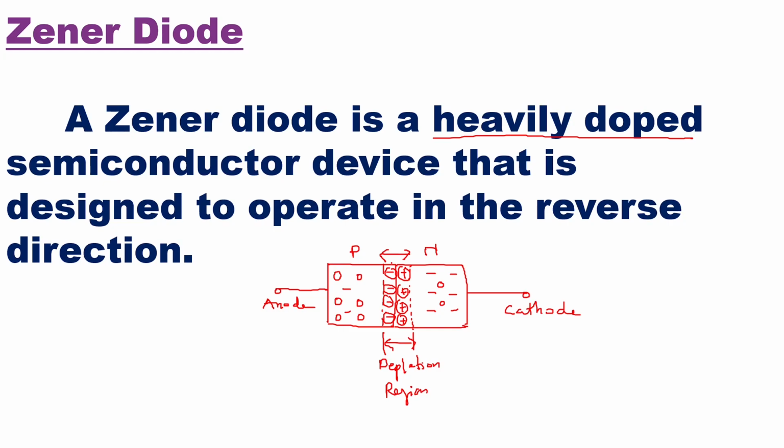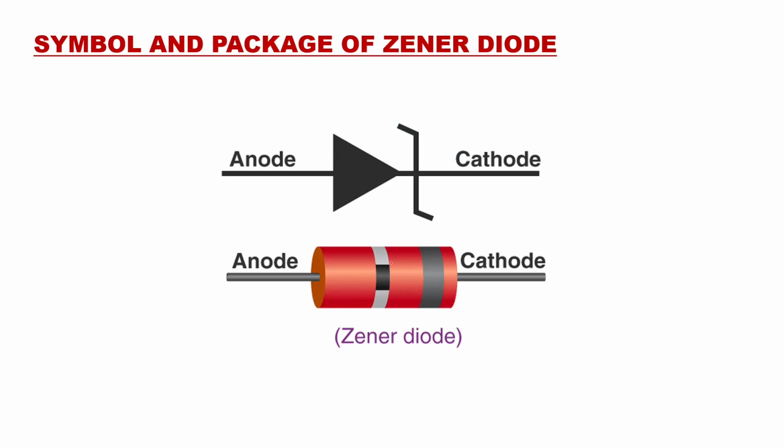So these are the things we are going to see. We have seen the definition first, then we will see the definition of the voltage regulator also. Then we will see the feature of the Zener diode when it is working in reverse bias, what happens and how the breakdown takes place. After that we will go to the circuit which shows that the Zener diode is used as a voltage regulator. Here you can see the symbol and the package of the Zener diode.